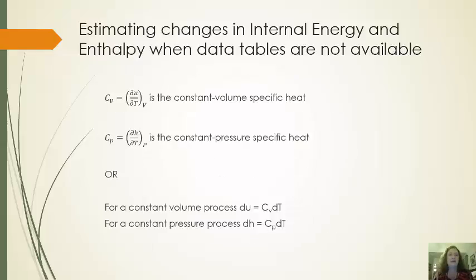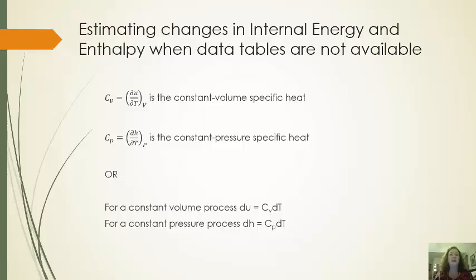Now, to do these calculations, we are going to need to estimate changes in both internal energy and enthalpy. And sometimes we have data tables, but not always. And so in those cases, we're going to define the constant volume specific heats. Okay, they can be constant volume or constant pressure specific heats. The constant pressure specific heat is also the one that a lot of times in a chemistry course you learn to call the heat capacity.